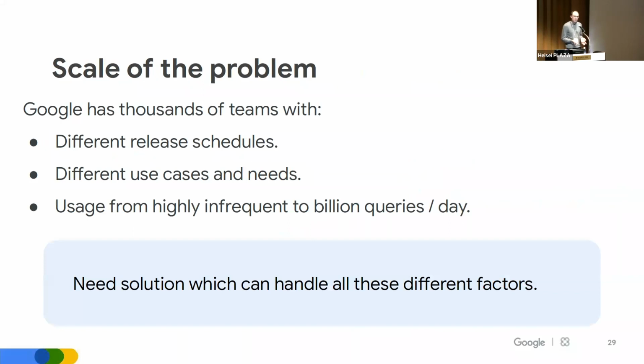And the scale of this problem is huge. So we have thousands of teams setting up their keys. They work on different release schedules. They have different use cases and needs. And the use cases vary from signing maybe every couple of weeks up to 1 billion times a day. So we need a solution which addresses all these different factors.